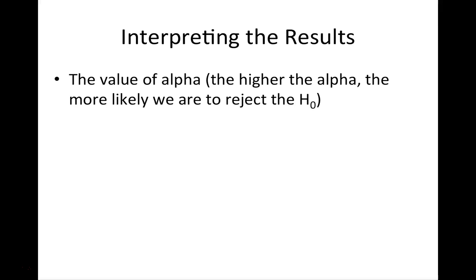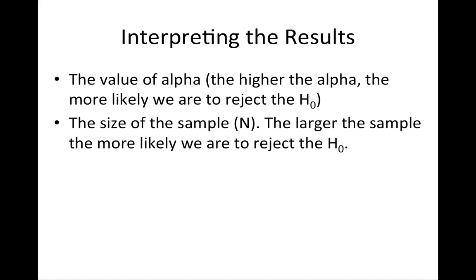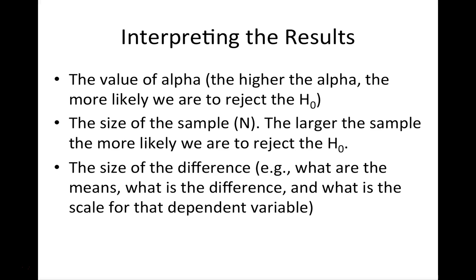So we always want to think about the value of the alpha. The higher the alpha, the more likely we are to reject the null hypothesis. We want to think about the size of the sample. The larger the sample, the more likely we are to reject the null hypothesis. And with this, we want to think about the size of the difference. So what are the means? What is the difference between the means? And what is the scale for that dependent variable? So what does that difference mean?